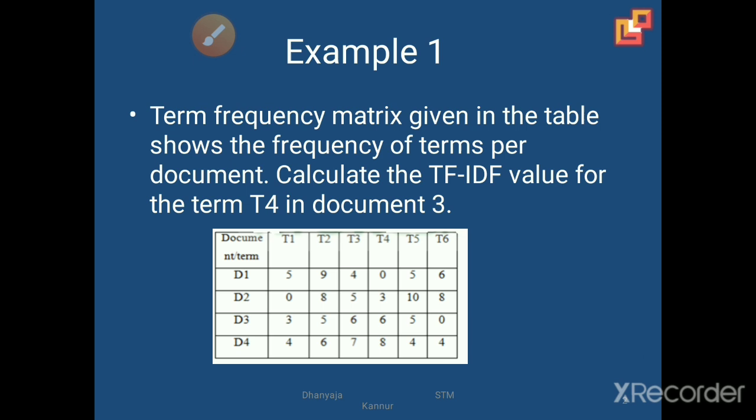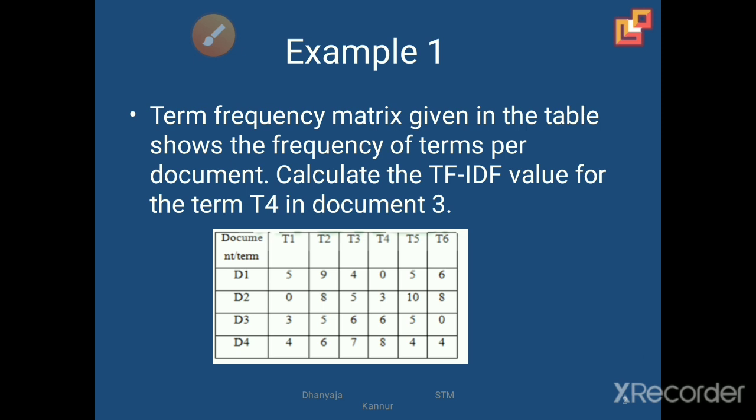Okay. So this is one question. The term frequency matrix is given in the table, which shows the frequency of terms per document. Calculate the TF and IDF value for the term T4 in document 3. So this is the question and we are asked to find the TF and IDF value. So how will we find the TF and IDF value?